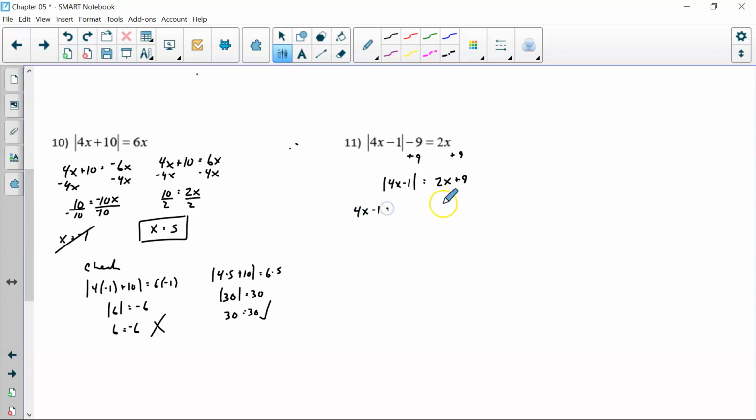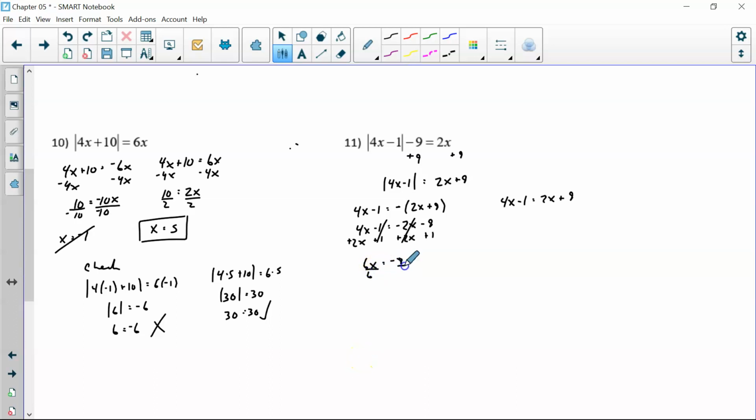4x minus 1 equals. Now, it's going to be the opposite, negative 1 times the quantity of 2x plus 9. And those grouping symbols are important. And also, 4x minus 1 equals the positive, or 2x plus 9. So knowing to put the parentheses there is the important part. So 4x minus 1 equals negative 2x minus 9. Add 2x to both sides. Add 1 to both sides. We get 6x equals negative 8.